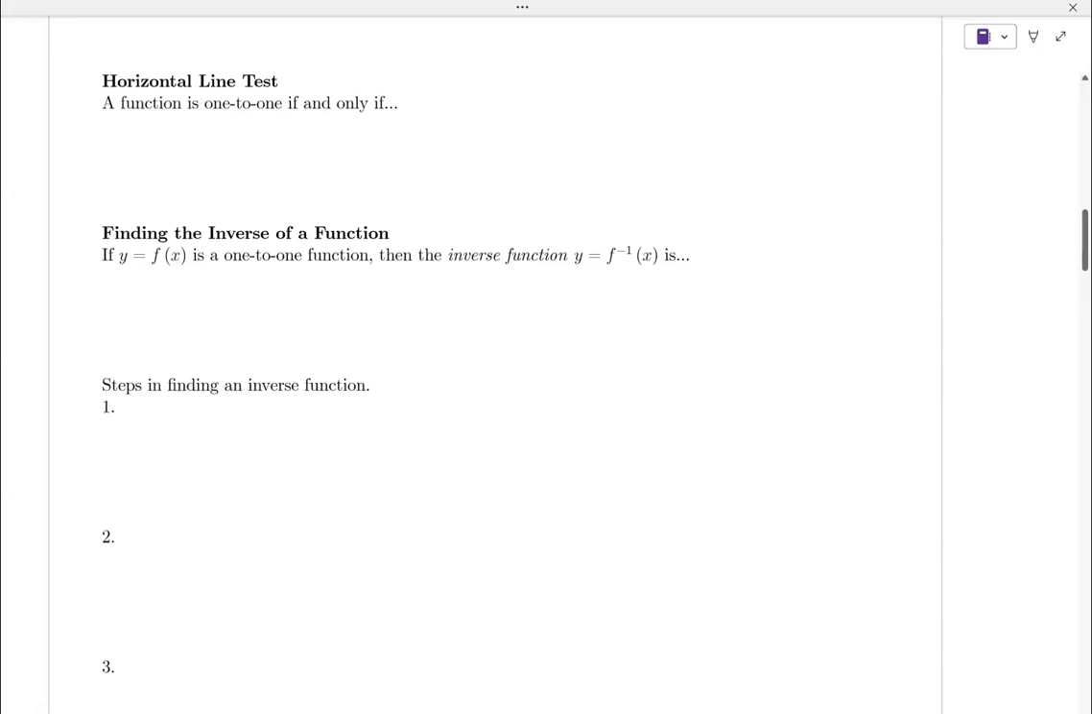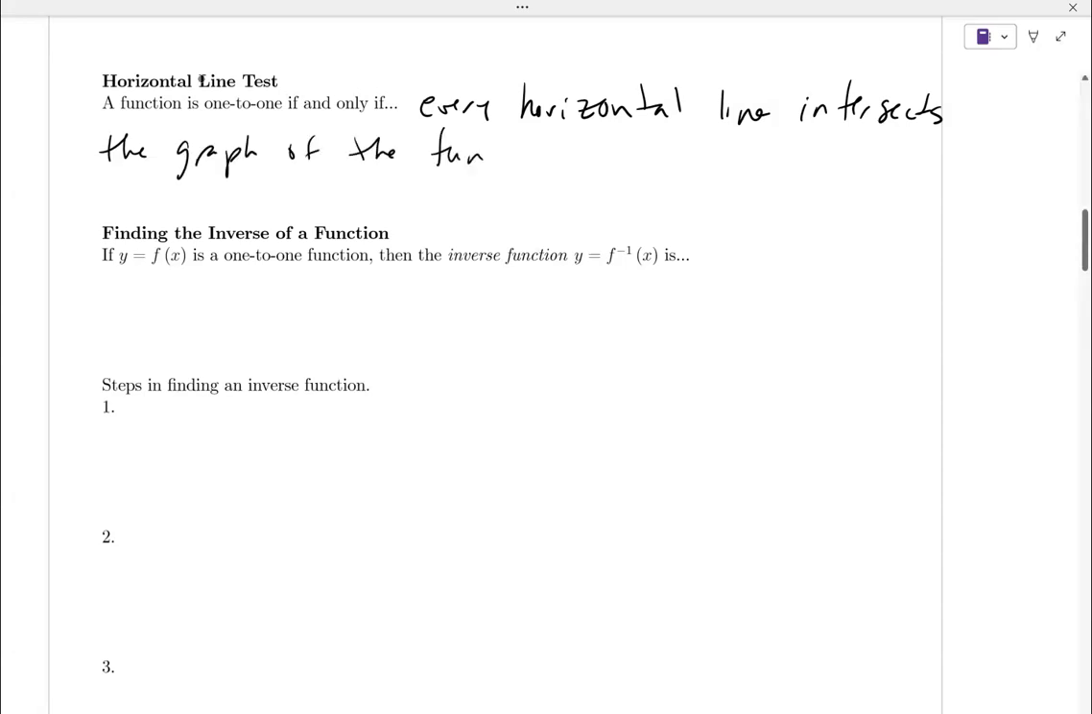The horizontal line test says that a function is one-to-one if and only if every horizontal line intersects the graph of the function at most once.